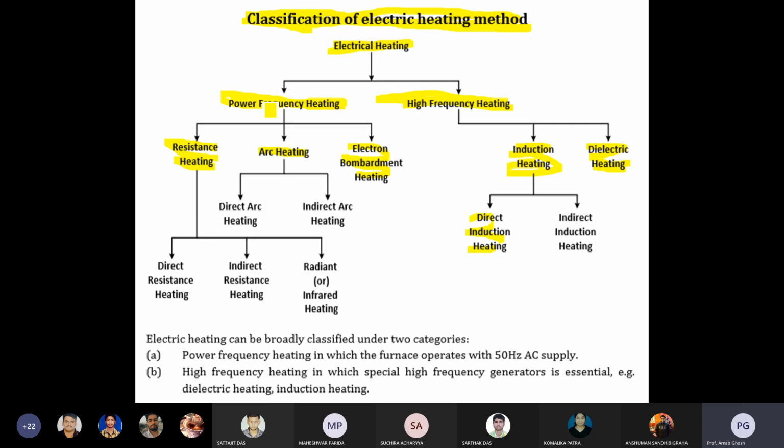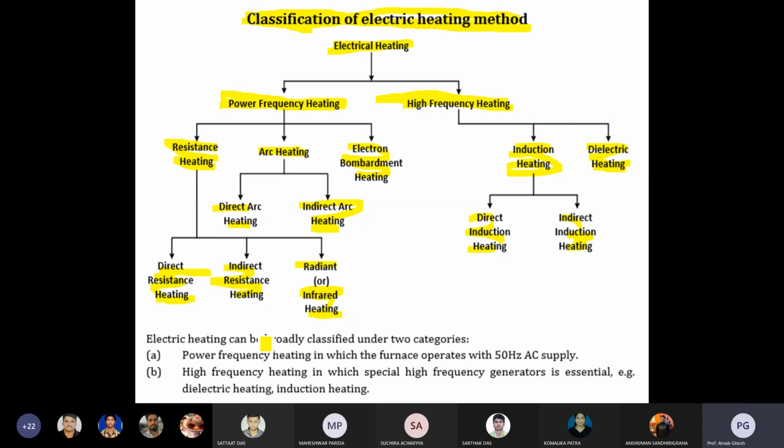Suppose resistance heating is there. It is an example of a power frequency heating. It has three types: direct resistance heating, indirect resistance heating, and radiant or infrared heating. Arc heating also has two methods. Direct arc heating means the arc is directly involved with the heating process, where the arc is flowing through the charge. Another one is indirect arc heating. Now individually they are going to be discussed.